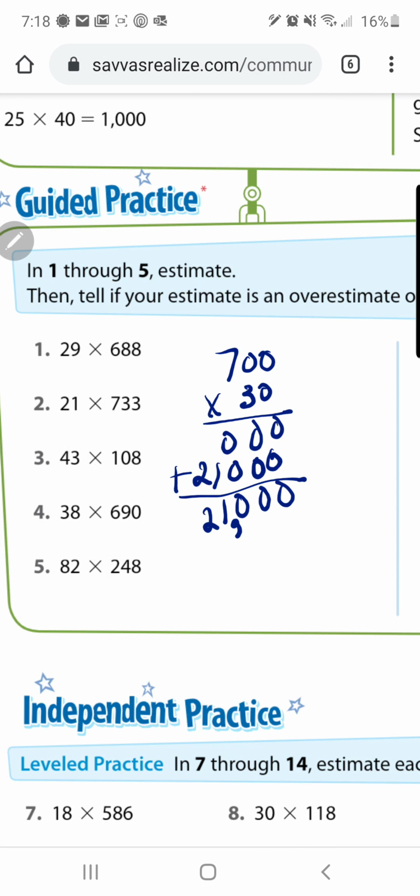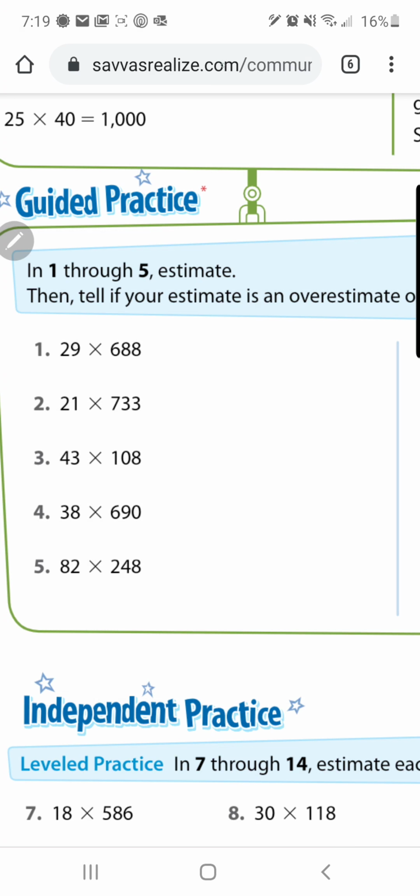Now let's play with the vocabulary words before we go on to the next problem. We say that 30 is a factor of 21,000, or we can also say that 700 is a factor of 21,000, or we can say it backwards. We can say that 21,000 is a product of 30, or we can also say that 21,000 is a product of 700. Okay, let's move on to number two.